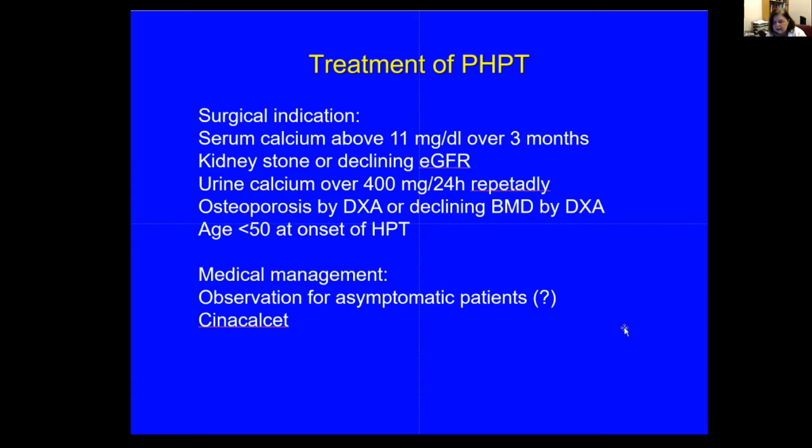For primary hyperparathyroidism, you have to do surgery, basically. The treatment is always surgical. You try to locate the abnormal parathyroid. In very rare cases, if my patient was over the age of 90 or really, really sick with comorbidities, then you can opt for either observation or cinacalcet again.